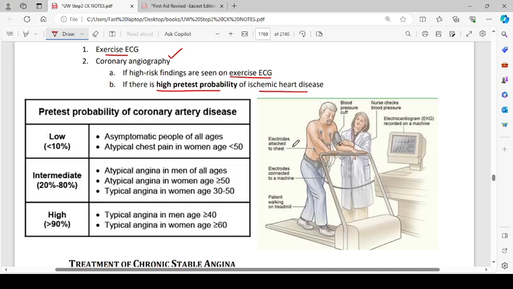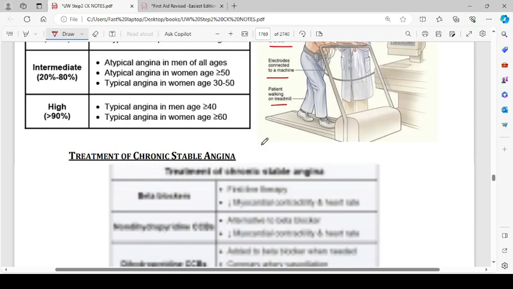So here they've shown you electrodes attached to the chest and connected to the machine. Patient walking on the treadmill. This is the blood pressure cuff. Nurse checks the blood pressure and the ECG is recorded on a machine.